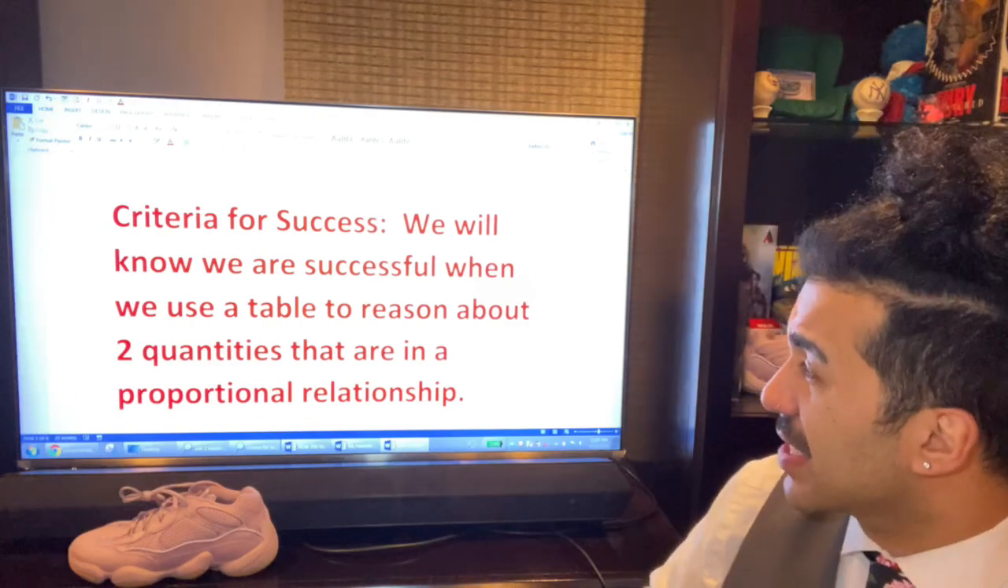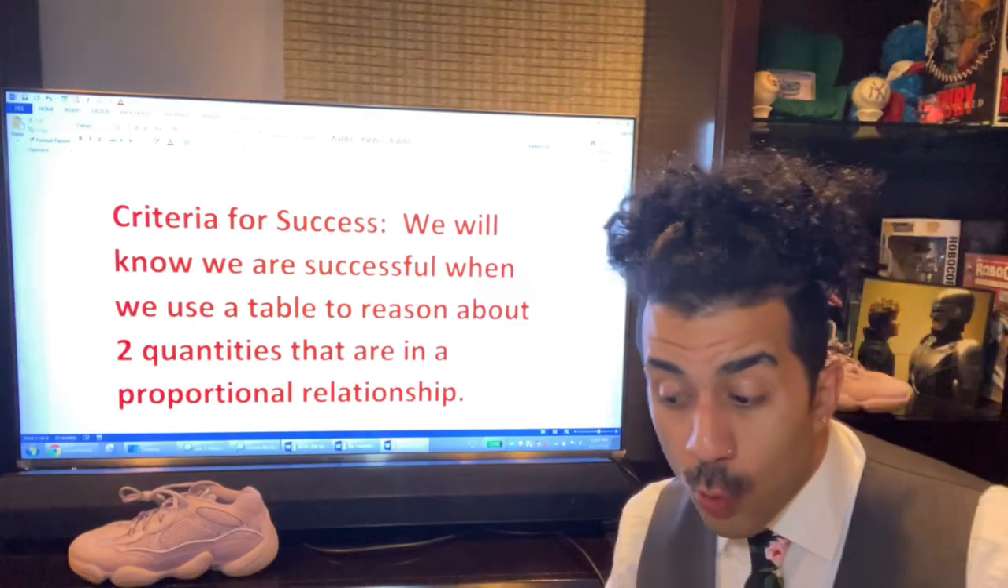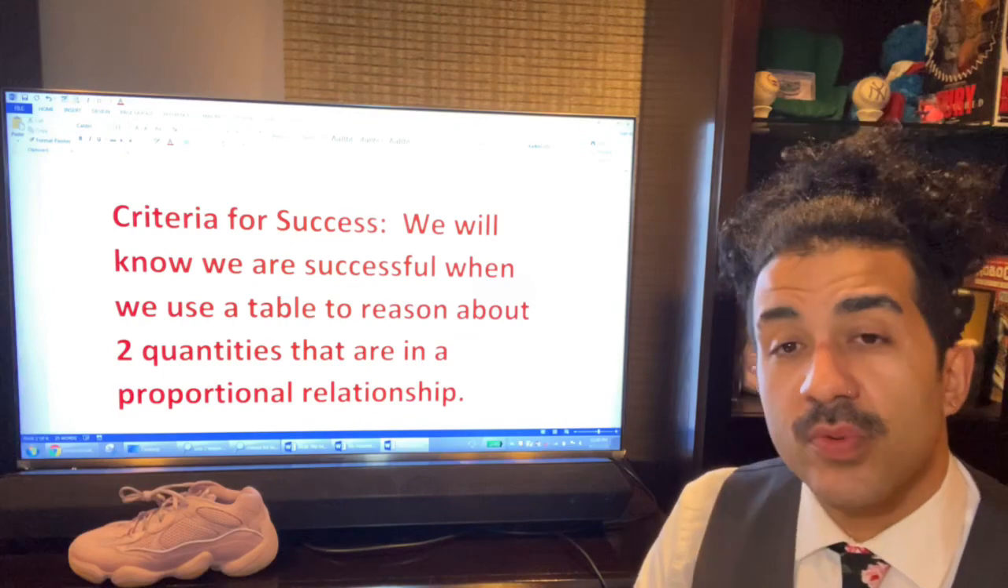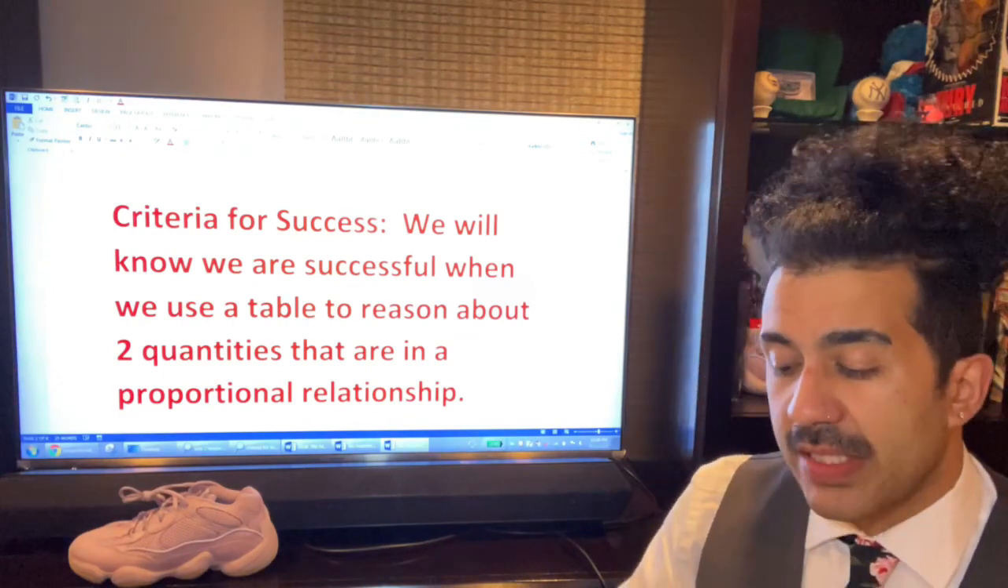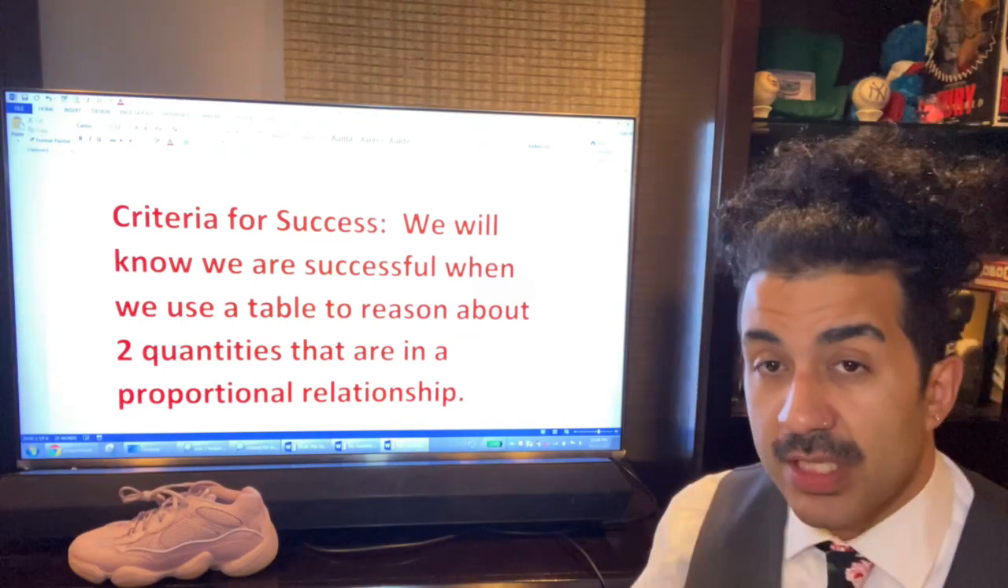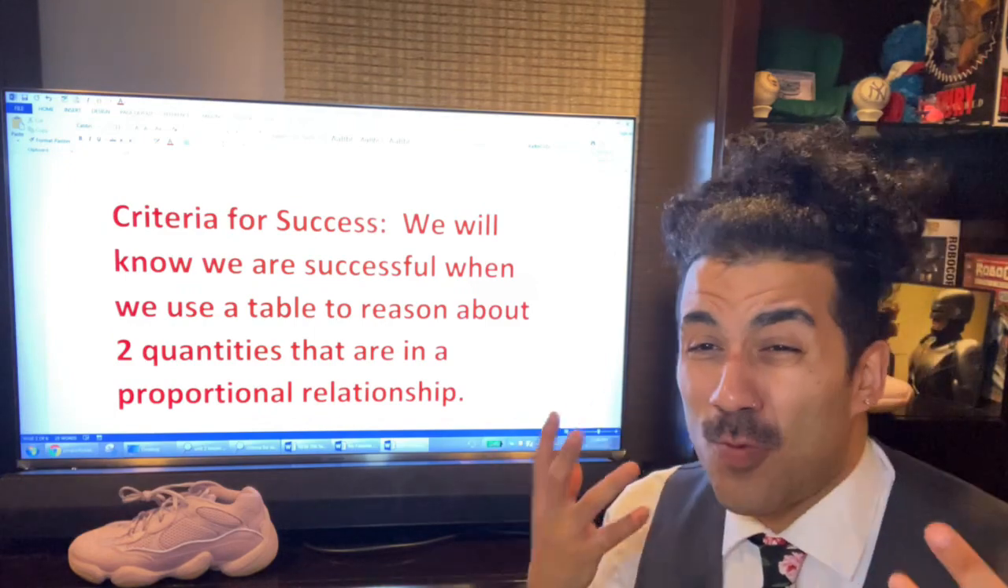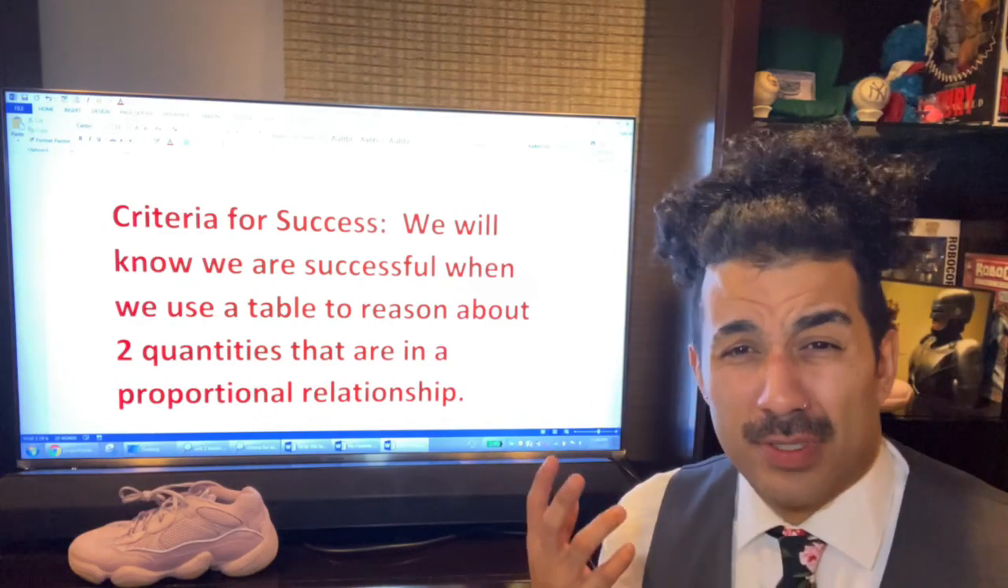Today's criteria for success is we will know we are successful when we can use a table to reason about two quantities that are in a proportional relationship. That's a lot of words. What does it mean?